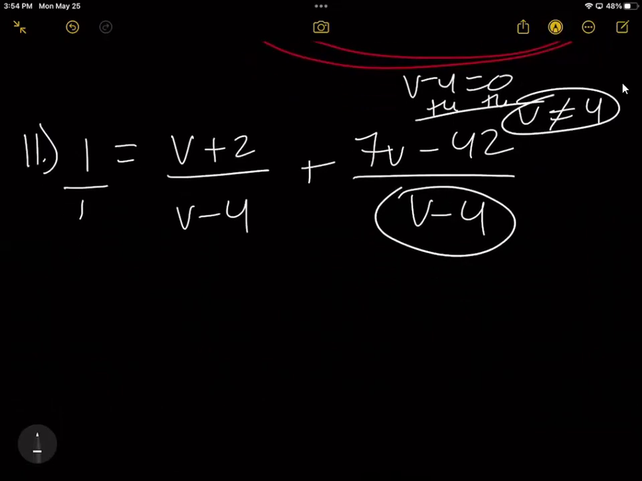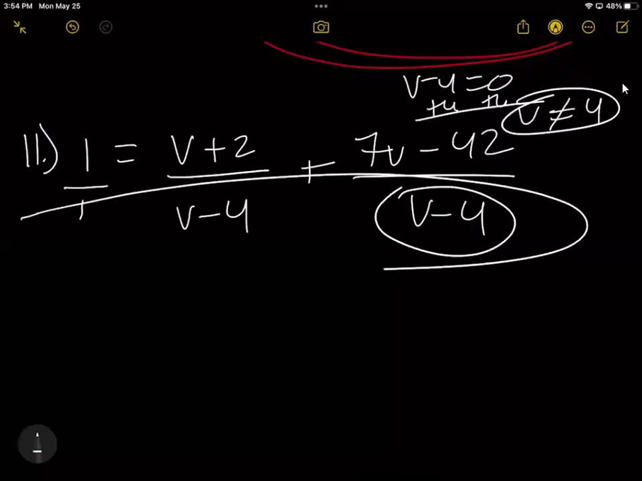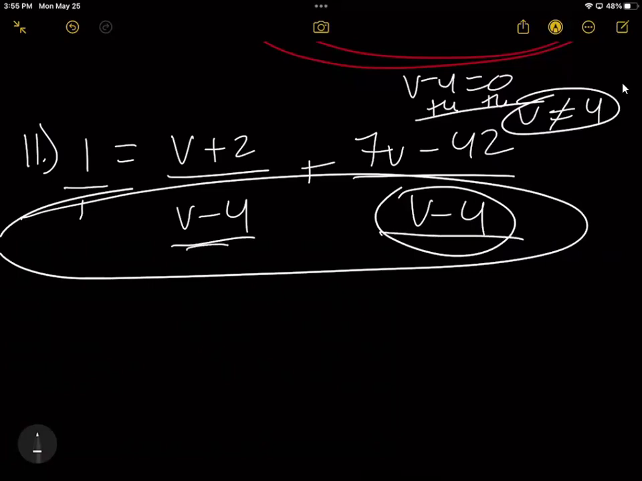After we determine our restrictions, then we determine our LCD by combining all of the denominators into 1. And I say that to say we combine the unique denominators into 1. So v minus 4 is one unique denominator. So I'm not going to combine this one and this one. They're the same denominator. So I'm combining the unique denominators. So our LCD ends up being v minus 4 times 1.